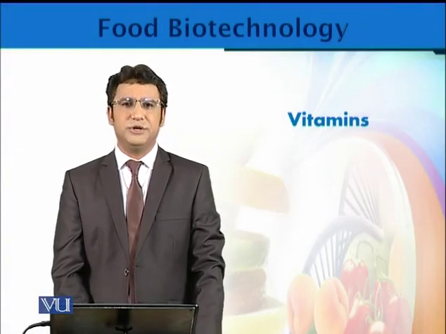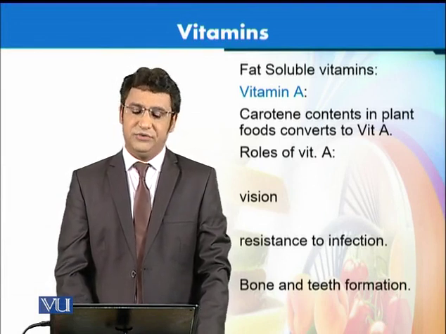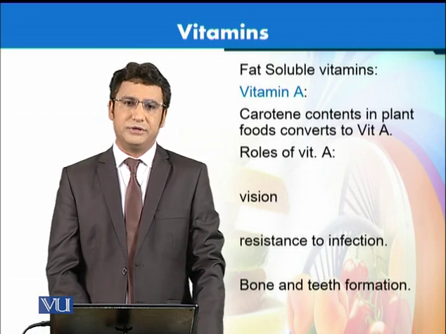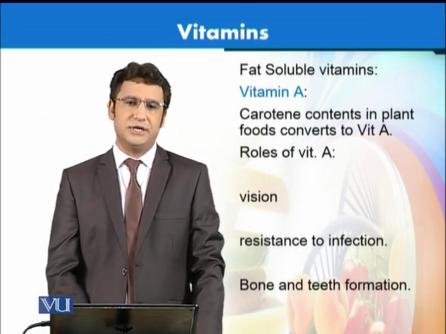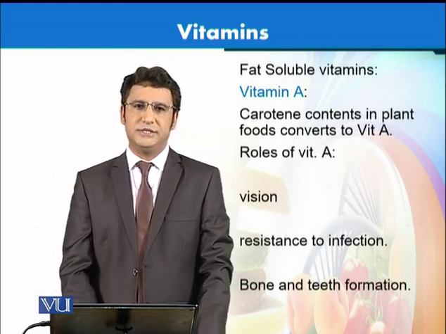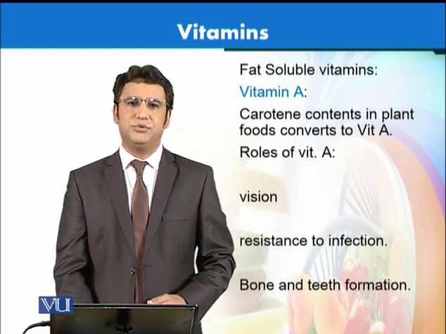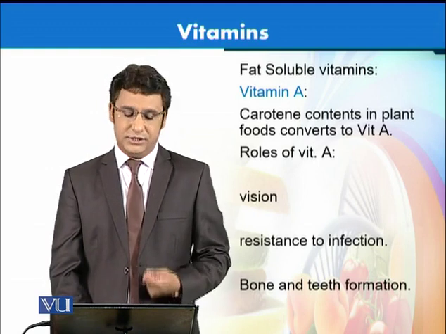Let's discuss vitamins. Vitamins are either fat-soluble or water-soluble. In fat-soluble vitamins, vitamin A consists of beta-carotenes that are found in carrots and other vegetables, as well as in the liver. The role that vitamin A plays in normal development is vision. It helps to improve immunity, and it also plays its role in bone and teeth development.